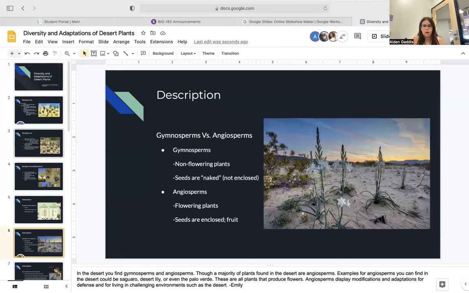In the desert, you'll find gymnosperms and angiosperms, though a majority of plants found in the desert are angiosperms. Examples of angiosperms you could find in the desert could be the saguaro, the desert lily, or even the palo verde. These are plants that produce flowers. Angiosperms display modifications and adaptations for defense and for living in challenging environments such as the desert.